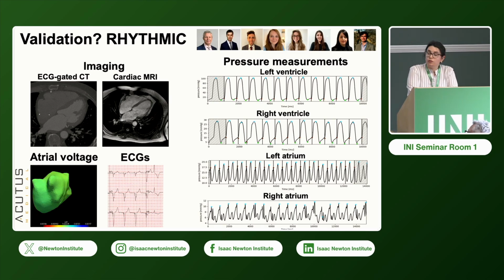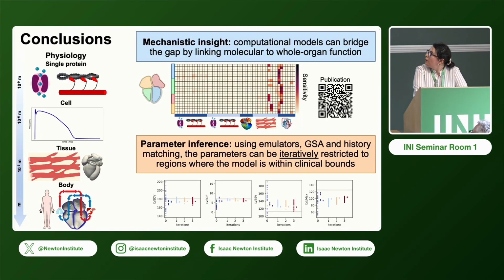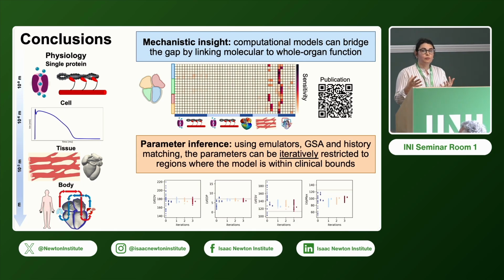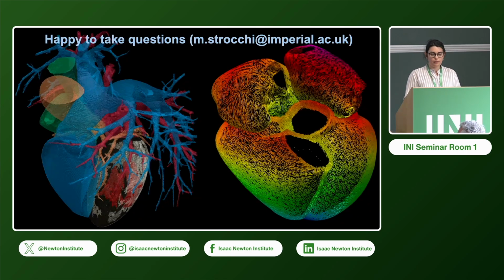So with this, I would like to conclude my talk. I've shown you that we can use a multi-scale electromechanics model to link different processes of cardiac function to clinically measurable outputs. And I've also shown you how we can use emulators, sensitivity analysis, and history matching to iteratively get close to the target values for different outputs of the model. With this, I'm happy to take any questions.